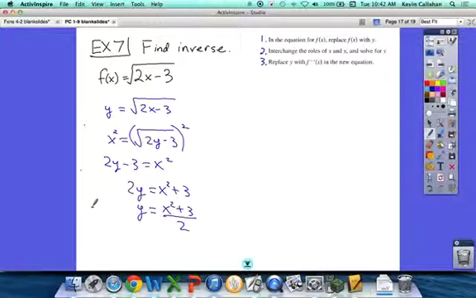And last step, change the y to f minus 1 of x. So here's our f minus 1 of x. X squared plus 3 over 2. Okay, well, what kind of function is x squared plus 3 over 2?